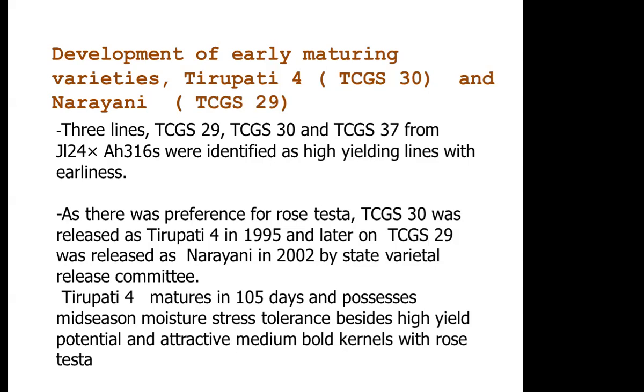But otherwise, under ideal conditions, it is also a good variety. But Narayani performed well even under stress situation. It is an early, 100 days variety, through a drought avoidance mechanism, and because of the earliness it has become very popular. And it has high shelling out turn. Next slide, please.